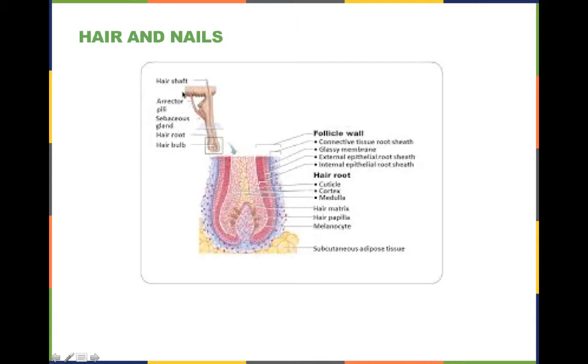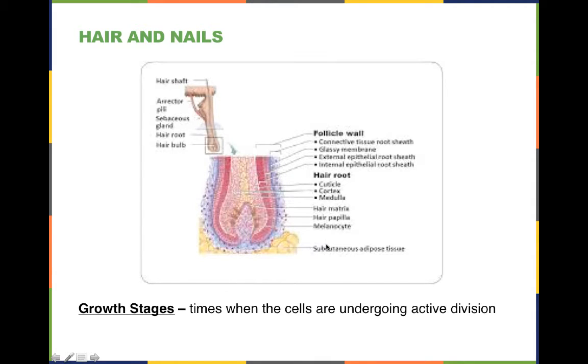And here we have another picture looking at the hair. And the hair can either be undergoing growth, in which case it's called the growth stages, or it can be resting and not growing, in which case it's called a resting stage. And as I said before, you have the medulla, cortex, and the cuticle here of the hair itself.